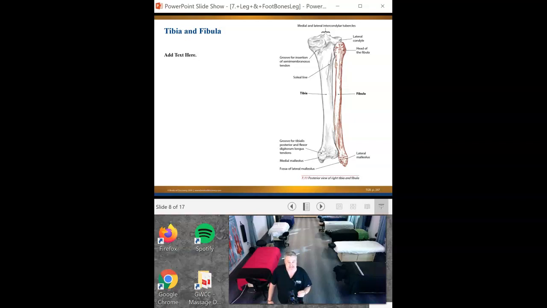Something hallucis with an H. So it's flexor hallucis longus, flexor hallucis brevis, abductor hallucis, adductor hallucis, extensor hallucis longus, extensor hallucis brevis. I think that's all the hallucis right there.